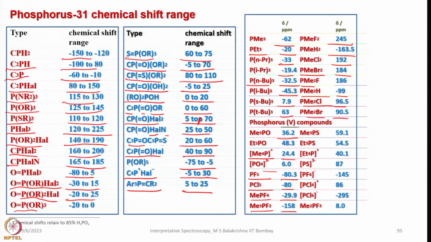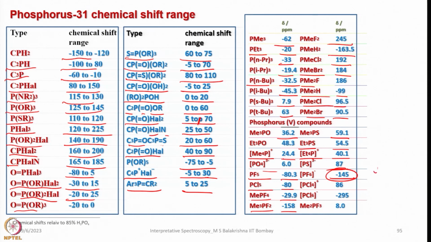Again here trimethyl phosphine sulfide is 59.1, triethyl phosphine sulfide is 54.5, and tetraethyl phosphonium salt comes around 40.1, and then if you have PS3 minus, it comes around 87, and PF6 comes around 145. And this PF6 is very, very important, because in most of the metal complexes we use a larger anion such as hexafluorophosphate, and the phosphorus chemical shift comes around 145.